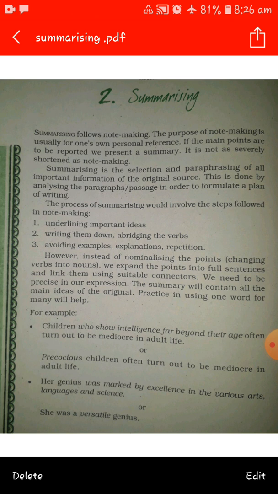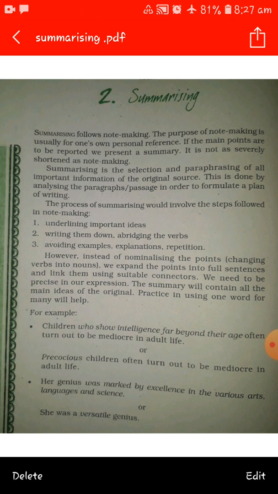Look here. The first step is underlining important ideas. So, first of all, we have to underline. When we read the paragraph or the passage, we have to underline the important ideas with a pencil. Then the second one is writing them down, abridging the verbs. So after writing them, we have to underline the verbs also. And then avoiding examples, explanation, and repetition.